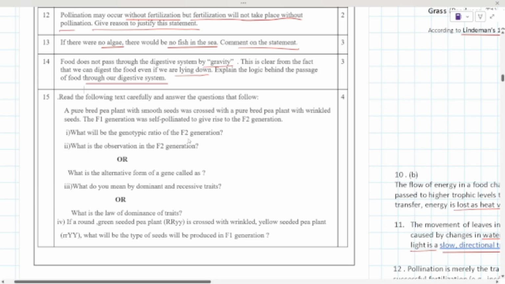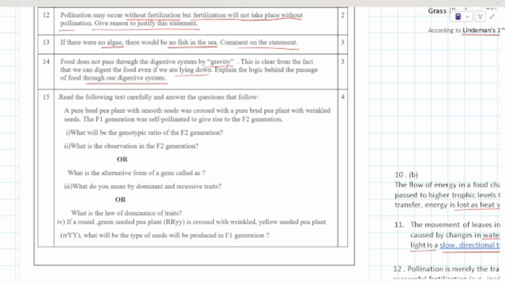The food passes through the digestive system from the mouth to the stomach by the esophagus. It has peristaltic movement that makes the food go down to the stomach. The same process is continued for the rest. Yes, very good.